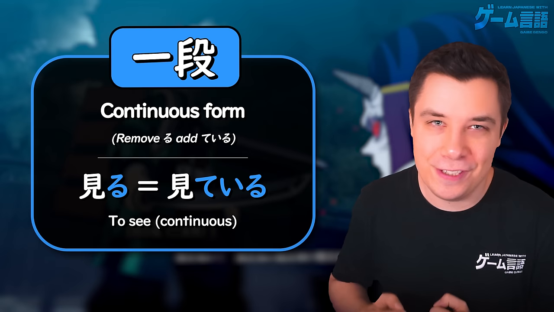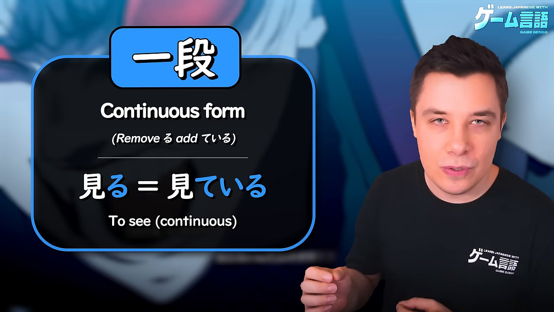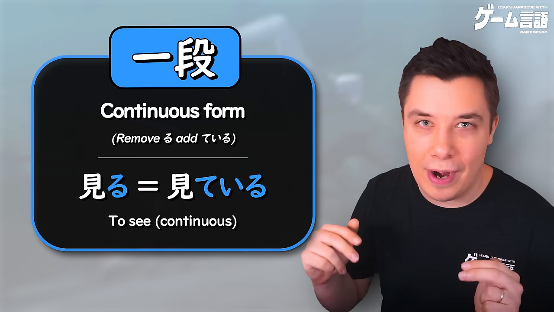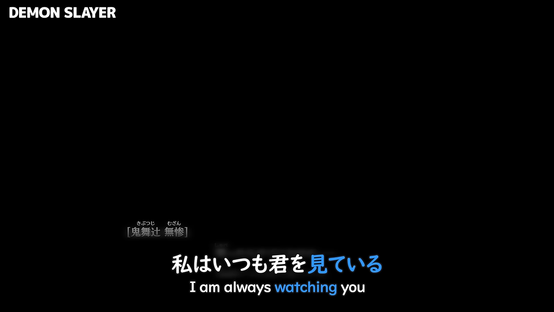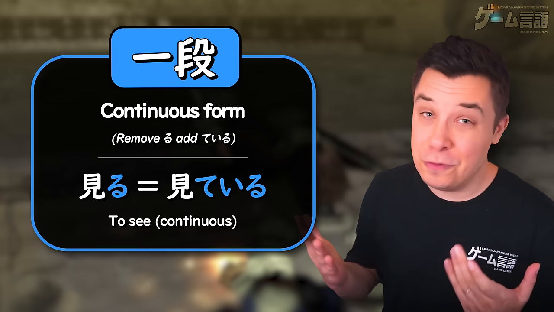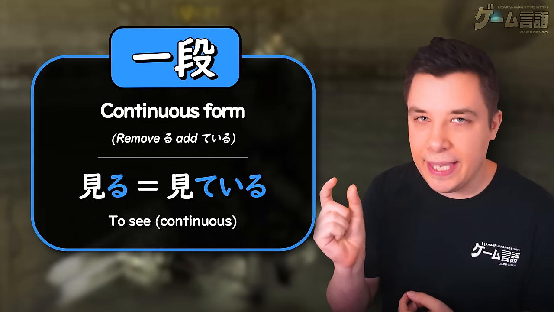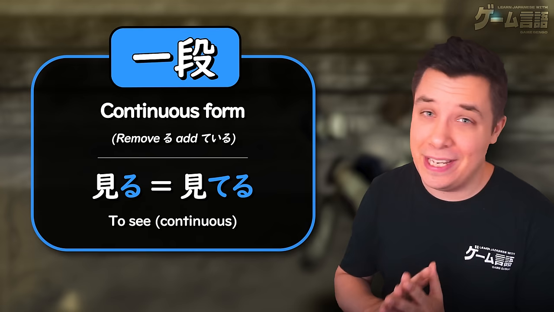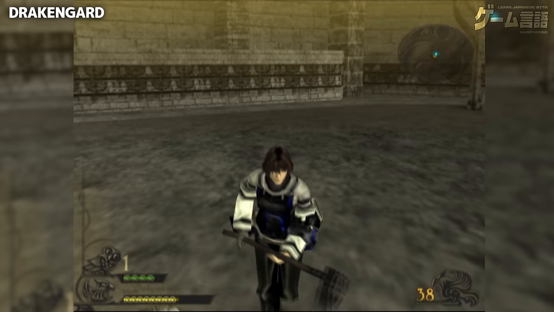Another very common conjugation you'll see in Japanese. So instead of 見る, to see something, maybe you're looking at it right now, you could say 見ている. 私はいつも君を見ている. So all you have to do is get that stem and add ている. And you've got the continuous form. Now, quite often you will actually see the i in teiru contracted into just teru. This is extremely common in anime, video games, manga, but also extremely common in casual speech.